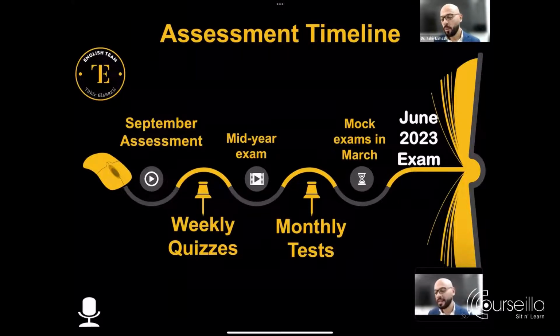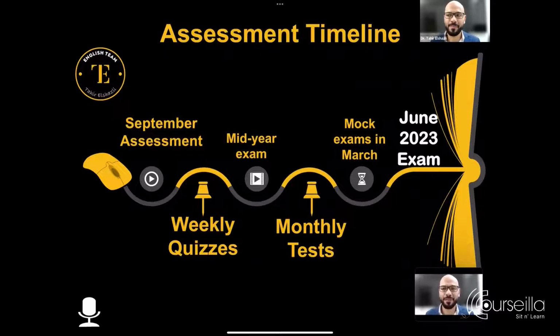We have weekly quizzes, monthly tests, and they are very strictly timed, and you guys will be met by the very first one of them, the September assessment.